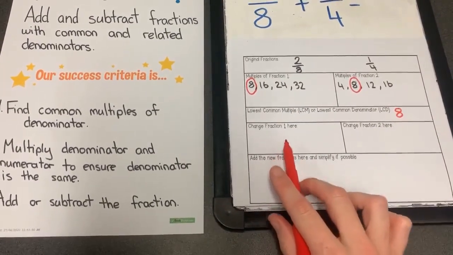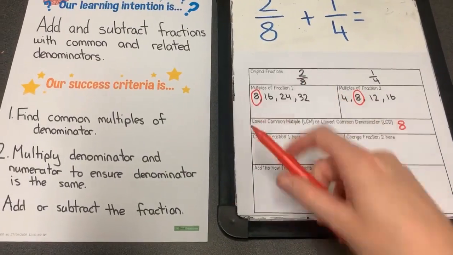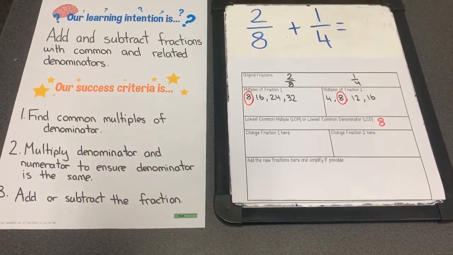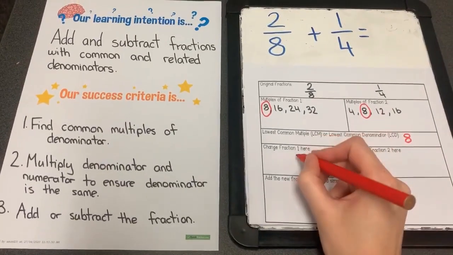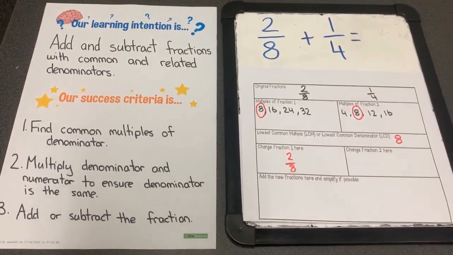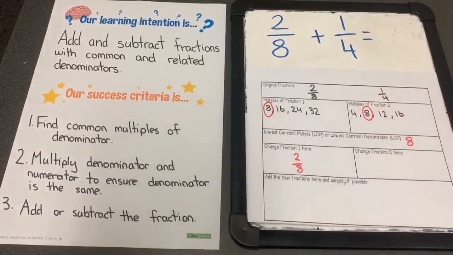Now the first fraction here is 2/8. It's already broken in, the denominator is already in 8s. We do not need to change this fraction. So here we're just going to write 2/8. Now this side, we started off with 1/4 and we're going to have to change it.